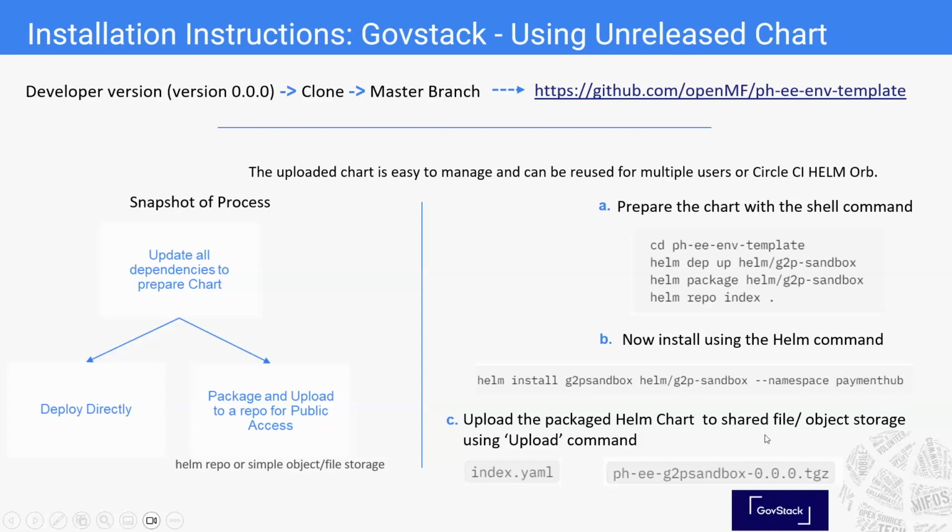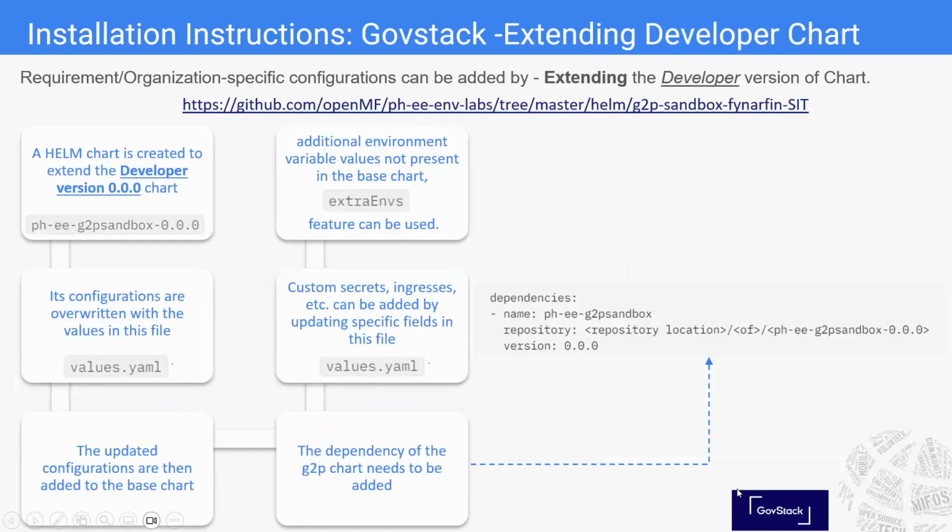And you could share the file or store it using the index.yaml at this location. There is also the second option, where you could extend the developer version, or the unreleased version. So again, we have, let's say, developer version 0.0.0 because it is unreleased. The configurations are written with the values in this file. So the values.yaml file that we just saw, you could overwrite the configurations over here so that you could extend the functionality to what you want.